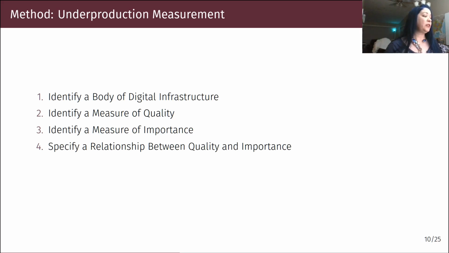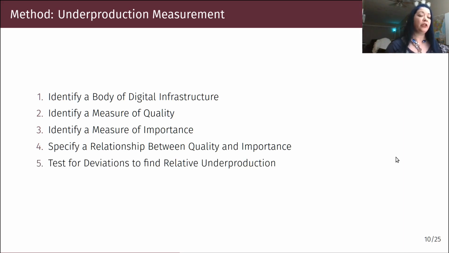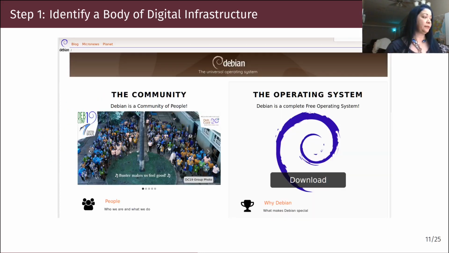Step 4, specify a relationship between quality and importance. What is that ideal relationship between them? It may vary depending on your location, depending on your context. Step 5, test for deviations to find relative underproduction. So that's our 5-step method for measuring underproduction. And we took this general method and then applied it. I'm going to walk you through what that looks like.